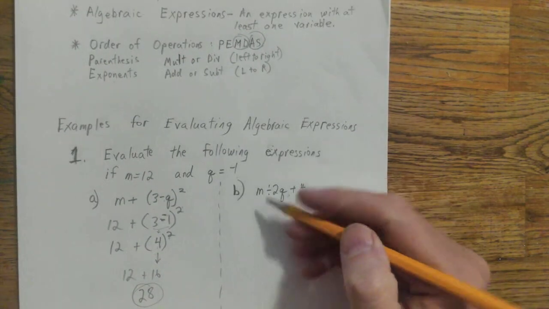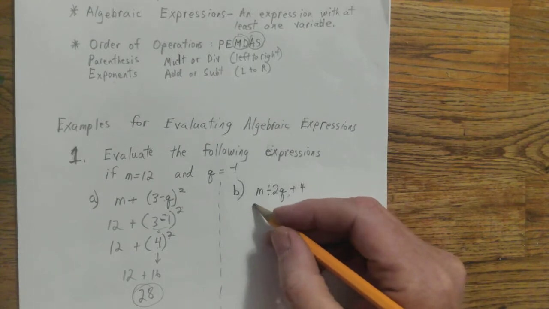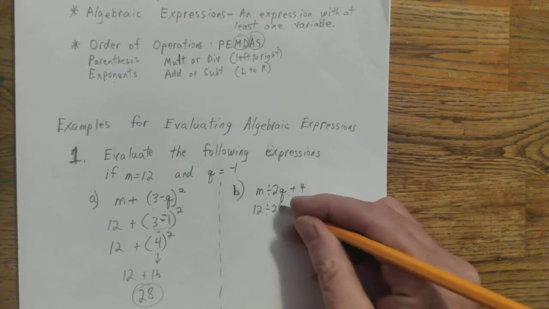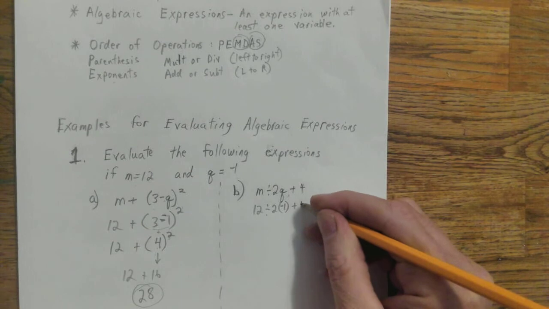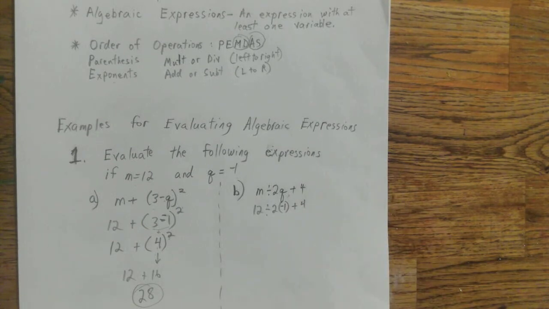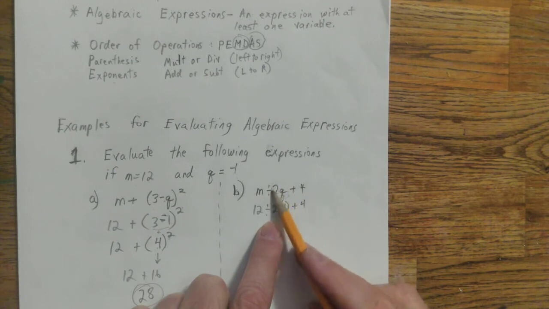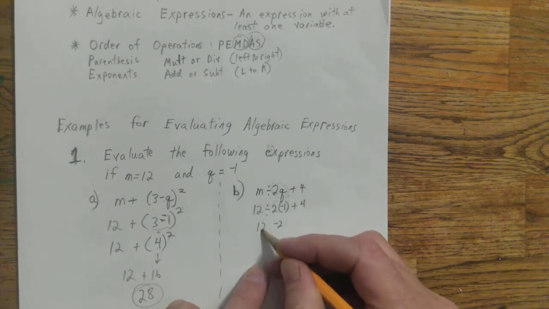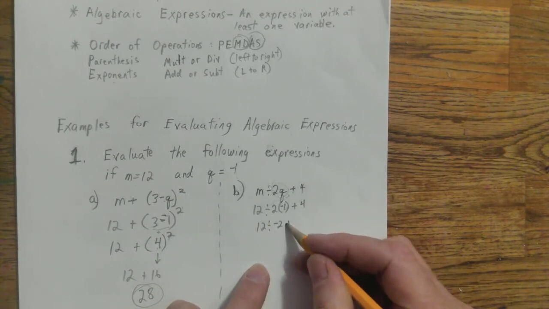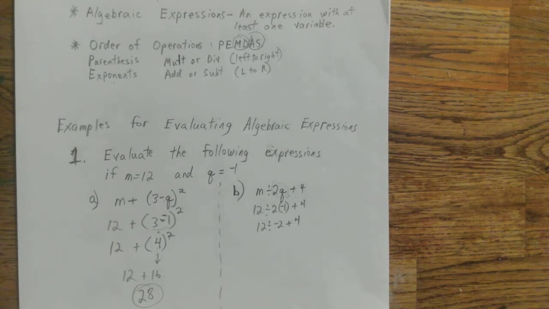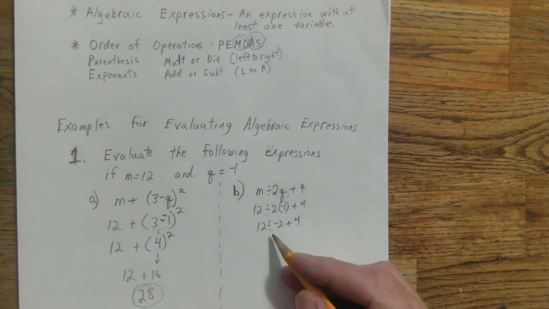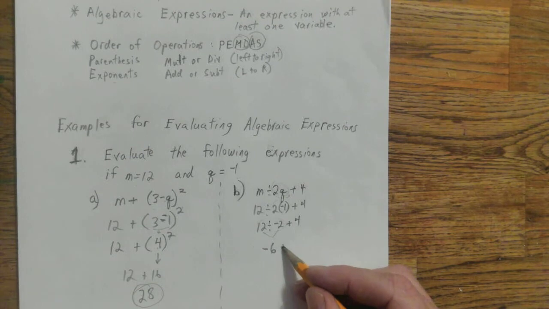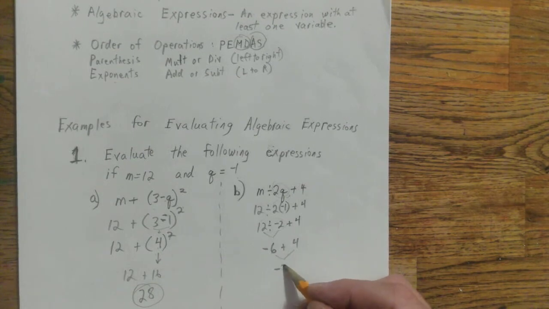All right, the second one. m is 12 divided by 2 times q, which is 2 times -1, plus 4. All right. We've got to do this part first. 2 times -1 is -2. So 12 divided by -2 plus 4. And we divide first. 12 divided by -2 is -6. -6 plus 4, that is -2.